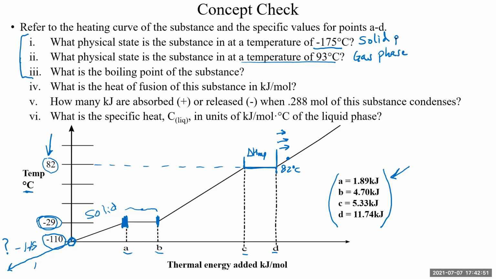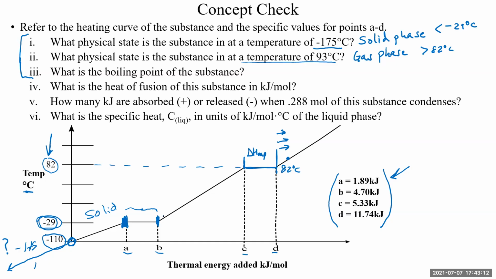So gas phase, solid phase: anything less than negative 29 is solid. Anything higher than 82 is gas. And 93, last I checked, is greater than 82 degrees. So that's how you can tell.